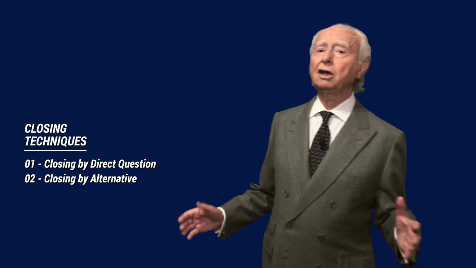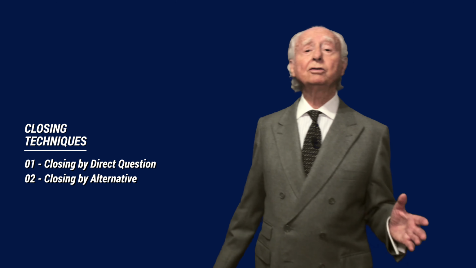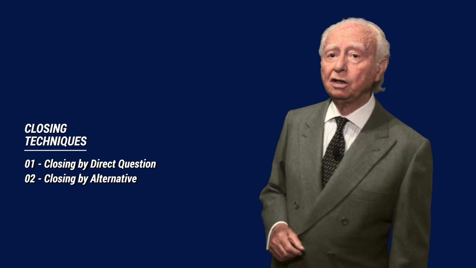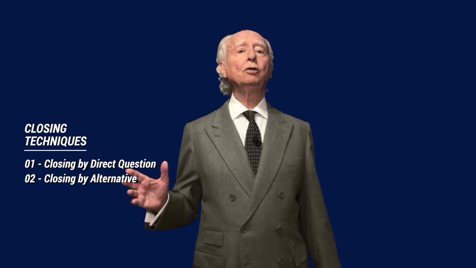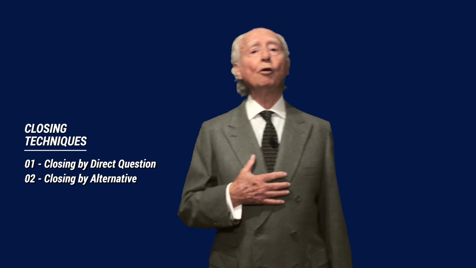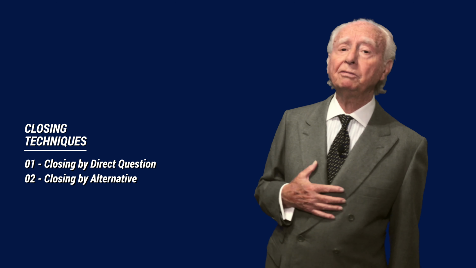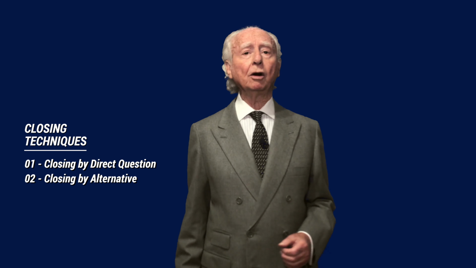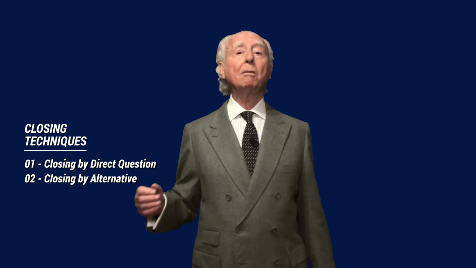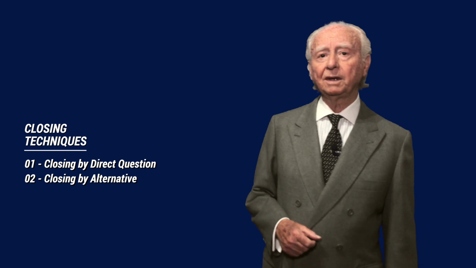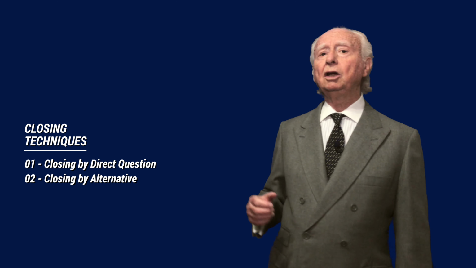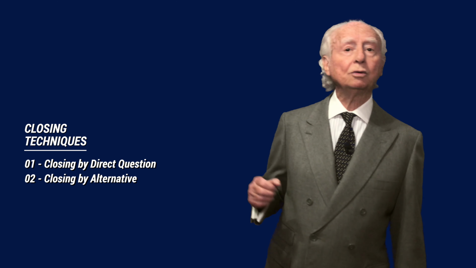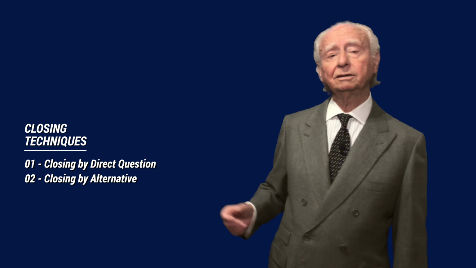2. Close by alternative. By offering the customer two options or possibilities, we make him forget a third one, the don't buy option. It consists of giving two, for me, positive alternatives. Start with the major one, then the minor, my main objective. Closing by alternative can refer to quantity, to delivery conditions, to size, etc.